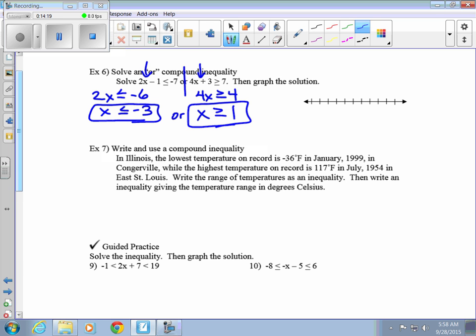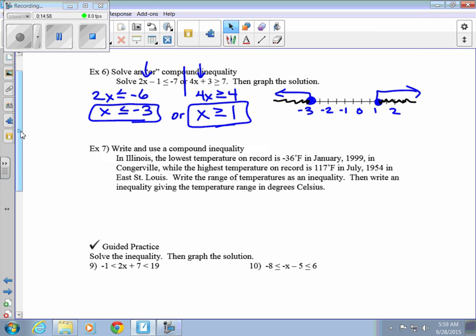So those are our 2 statements. Either x is less than or equal to negative 3, or x is greater than or equal to 1. Now notice they can't both be true at the same time, but if either of those 2 statements is true, then we know that it is a solution. So I know that either it's less than or equal to negative 3, or it's going to be greater than or equal to 1. And once again, our solutions are on the outsides. So everything that goes out from there.